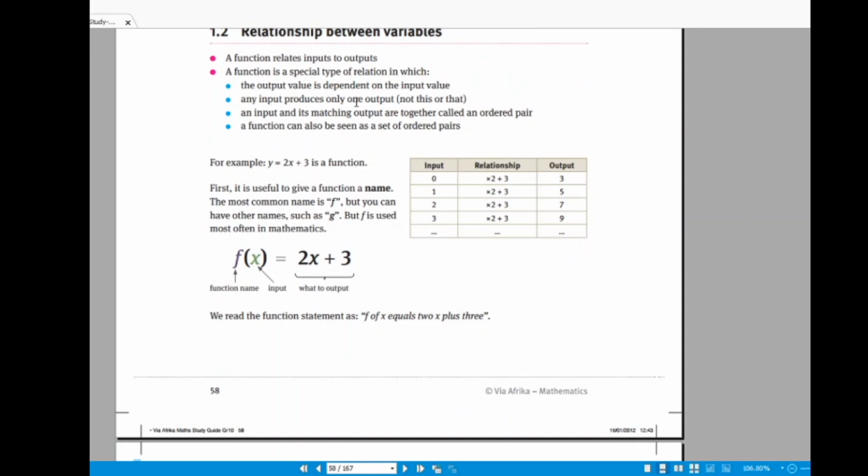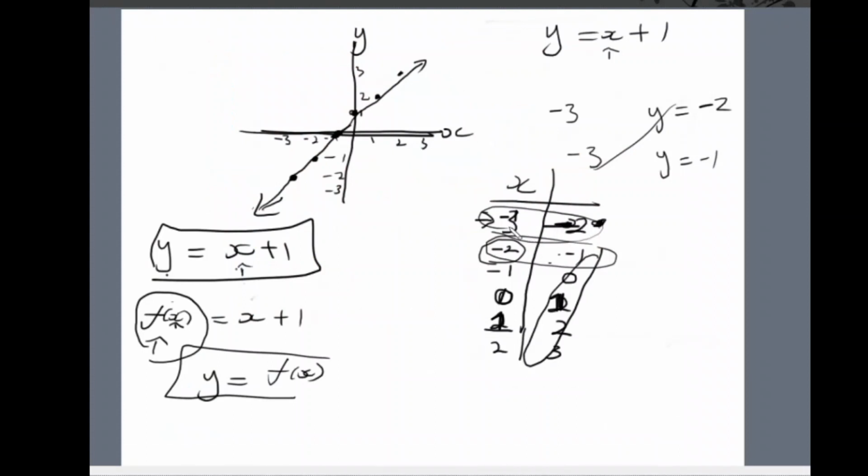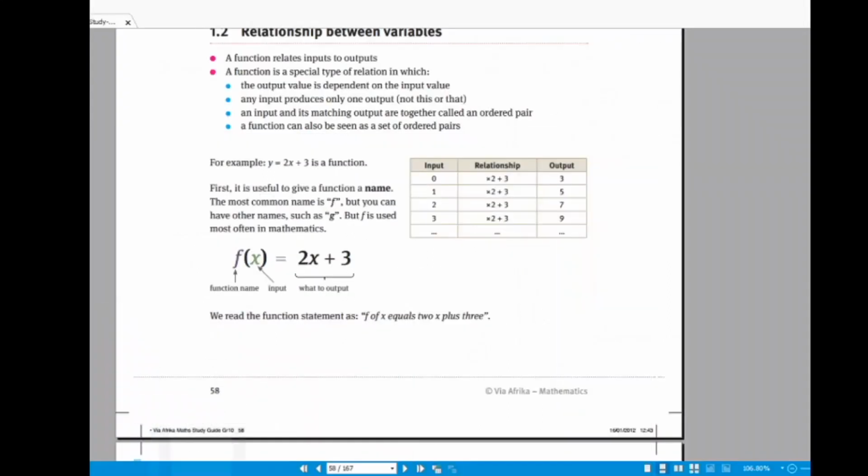Any input produces only one output. An input and its matching output are together called an ordered pair. A function can also be seen as a set of ordered pairs, right? As I explained here, this is a set of ordered pairs, so this can be a representation of a function in the form of a table, and this one is a representation of a function in the form of a graph, right? It is a set of ordered pairs, a pair of independent and dependent variable. Okay.